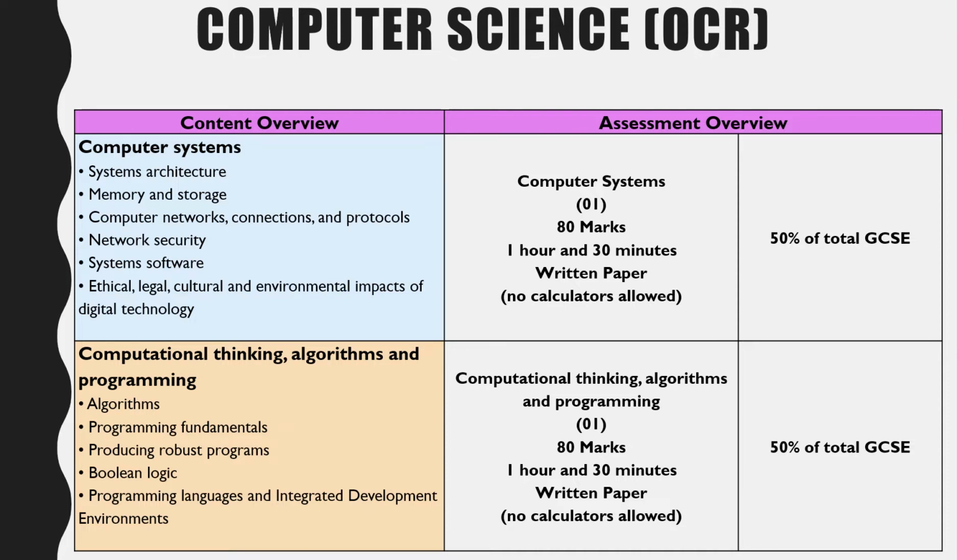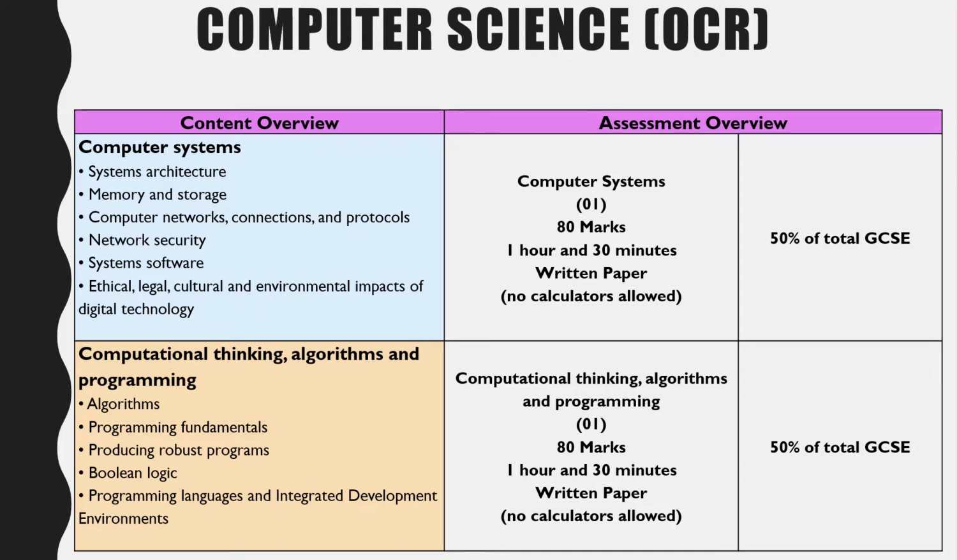and how to become conscious computer scientists. In our second paper, we focus on computational thinking, algorithms, and programming. We look at how to create programs and how to plan using algorithms. We look at some Boolean logic and some of the integrated development environments that we can use as software developers.